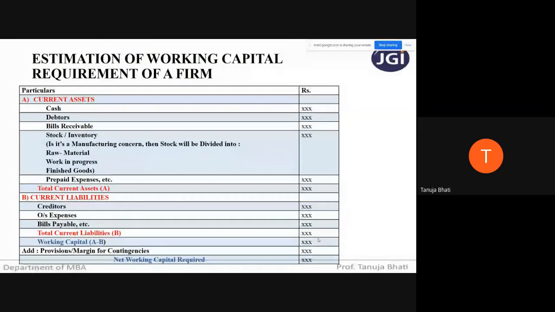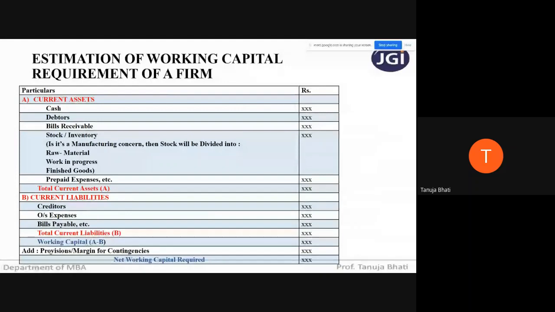So first, what you're supposed to do is solve it vertically. Vertically means first take the current assets, write down all the current assets given in the problem, take the total of it. Second, take the current liabilities, write all the current liabilities, take the total of it. Then subtract the total of current liabilities from the total of current assets, A minus B. When you do A minus B, you get the working capital.